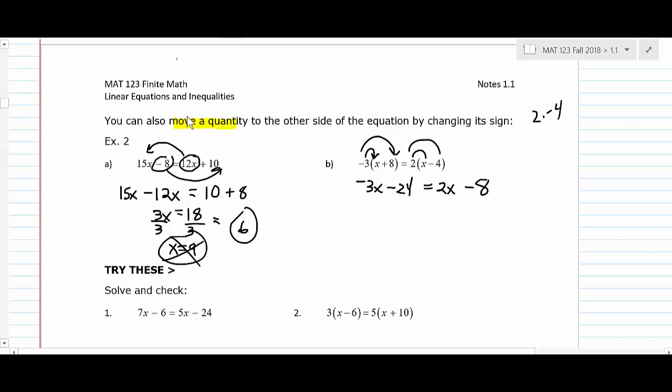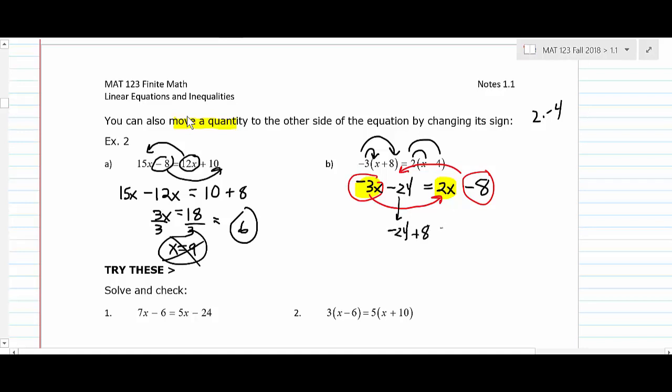Now on this one, again, you want to decide which side you want stuff on. I'm going to do it this way, because you want to be flexible. I'm going to move all of my x's over there, and I'm going to move this over here. It doesn't matter. Just do this in your head. So I'm going to bring the negative 24 down. I move the minus 8, so now it becomes plus 8.